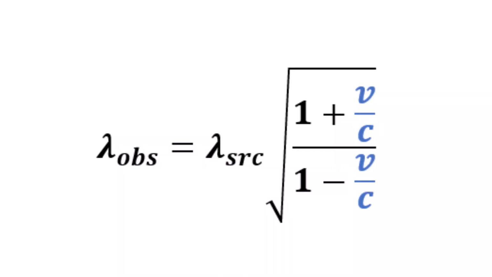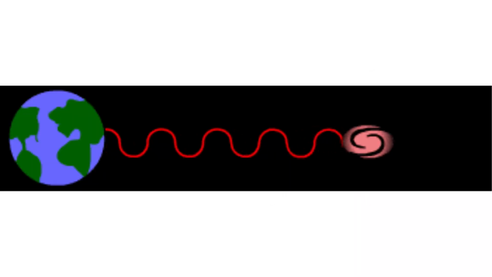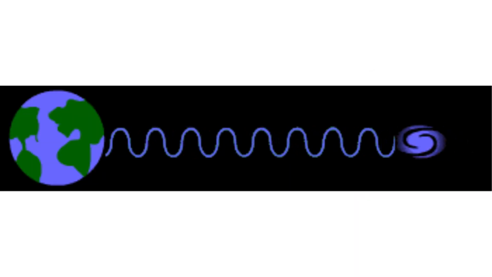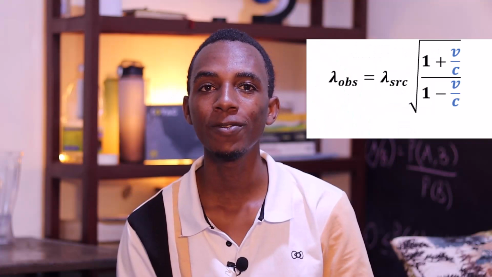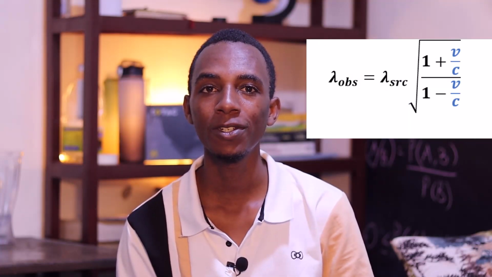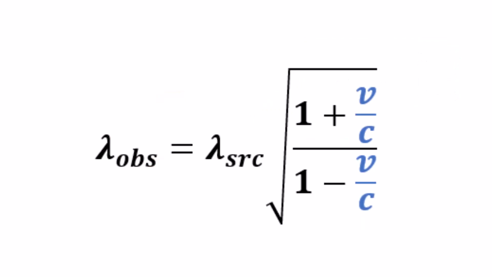This equation here describes relativistic Doppler effect in terms of wavelength. It basically tells us what happens to the observed wavelength as I move towards objects or as I move away from the objects. In this equation, c is the speed of light and v is the relative velocity between the source of waves and the observer.